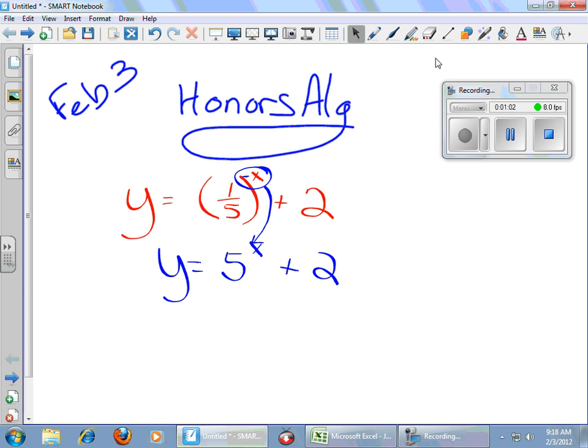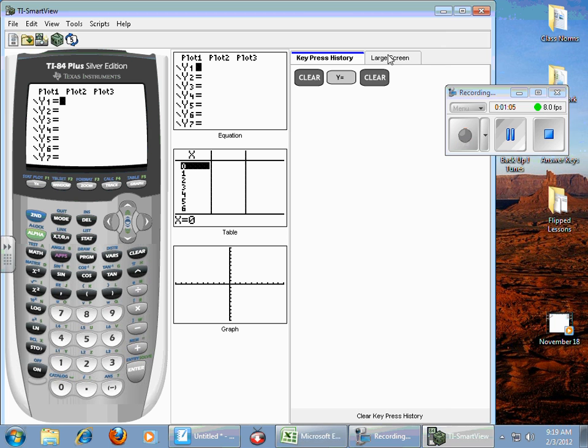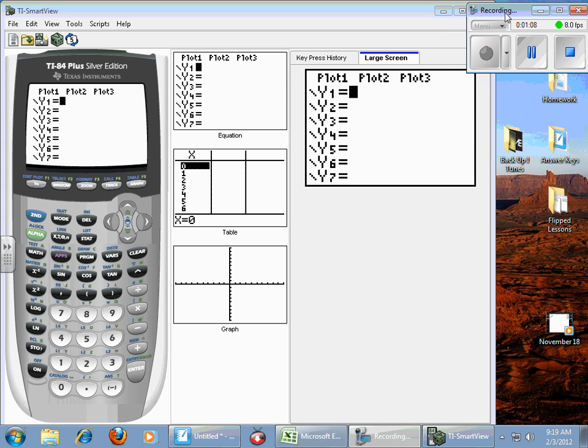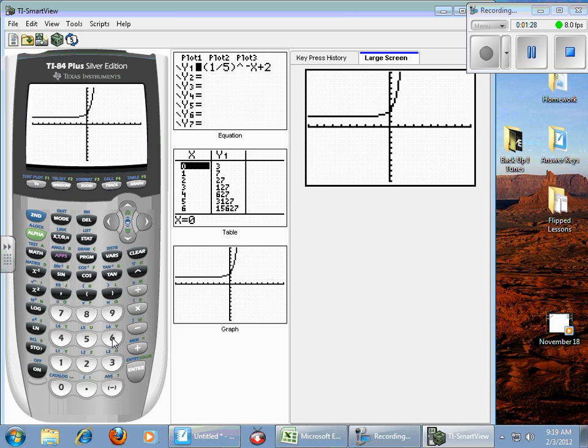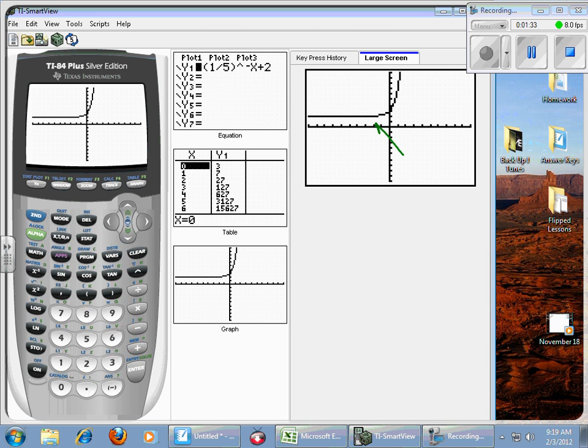If you don't believe me, hold on one second. I pull up my handy dandy graphing calculator on my smartboard, and I'll type in the equation. What was it? 1/5 to the power of negative x. I don't know if it'll like that. Let's see if that works. And plus 2, and then I'll zoom 6, and there's my graph. Okay, and you can see the asymptote showing up right here. The graphing calculator makes it look like it's horizontal. It actually doesn't go horizontal like you know.